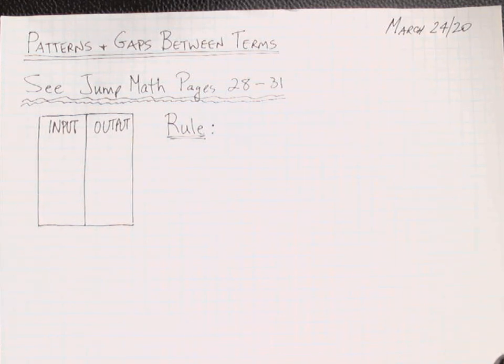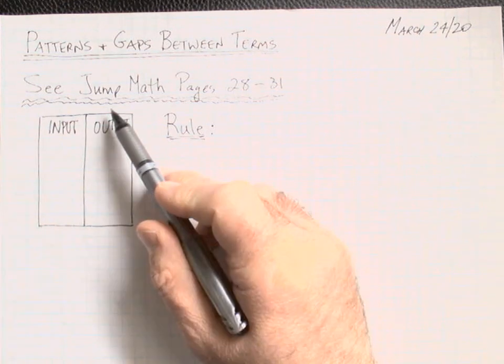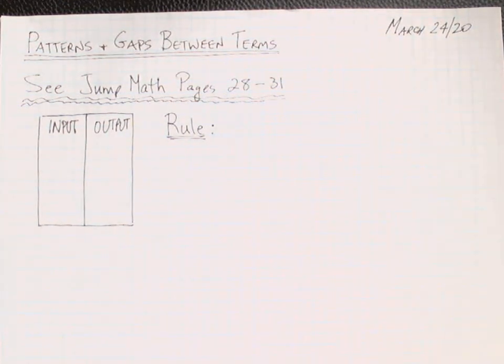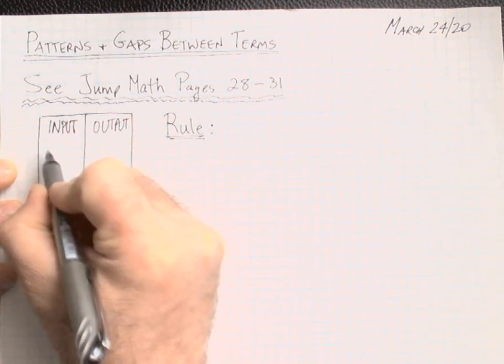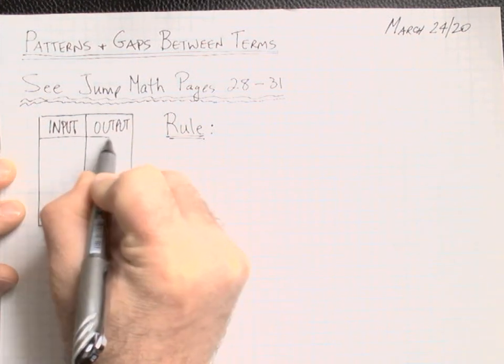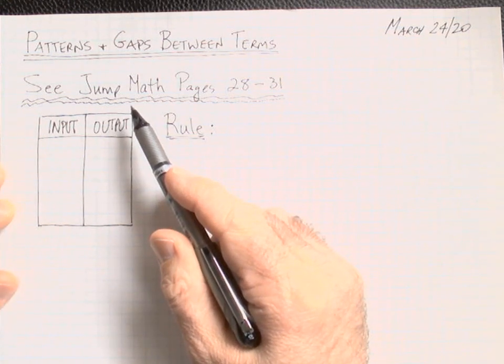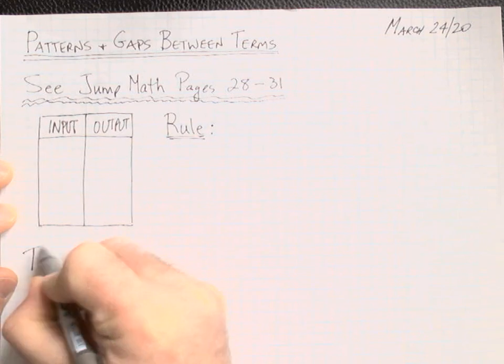So we're going to go to the document camera. I'm going to show you how to work with some patterns and gaps between numbers. So patterns and gaps between numbers, your reference for this one is Jump Math, pages 28 to 31. And basically what we're going to be doing is looking at some rules, and working with what Jump Math calls T-tables. I like to call them tables of values.